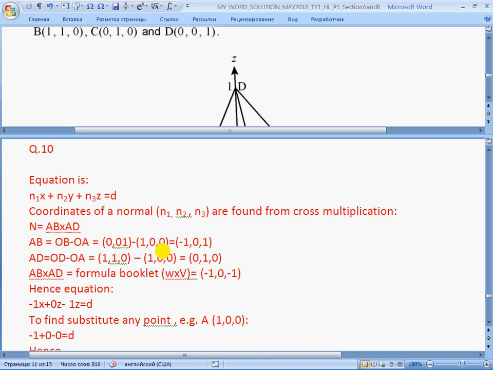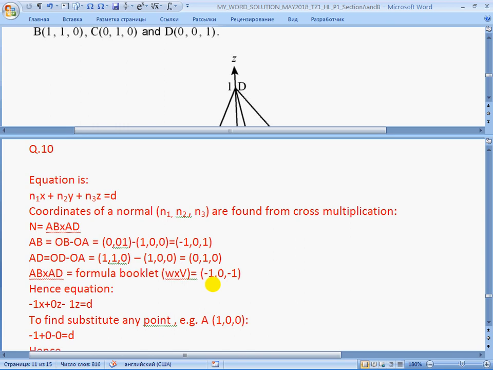Okay, so the Cartesian equation can be written like this, where n are the coordinates of the normal. To find the coordinates of the normal, we find the vector product, or cross product, of AB and AD. To find AB, we subtract OB minus OA. The same with AD. Then we use the formula, a very complicated formula with components. But what simplifies this case? Many zeros. So as a result, we get this vector.